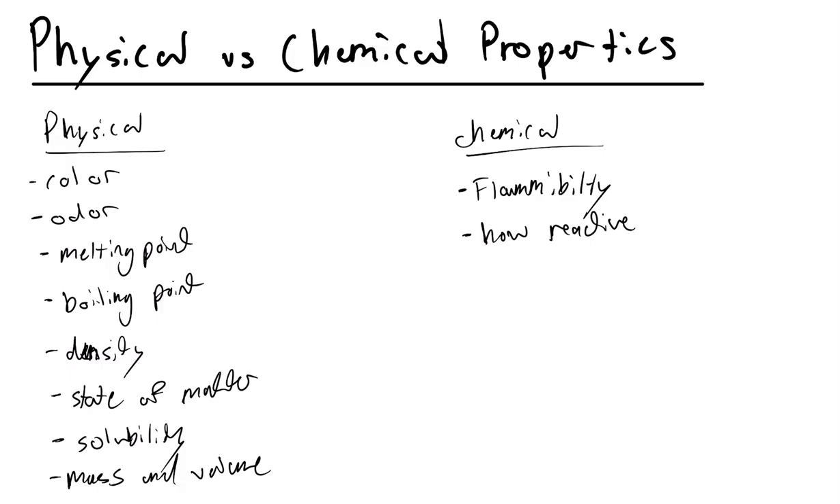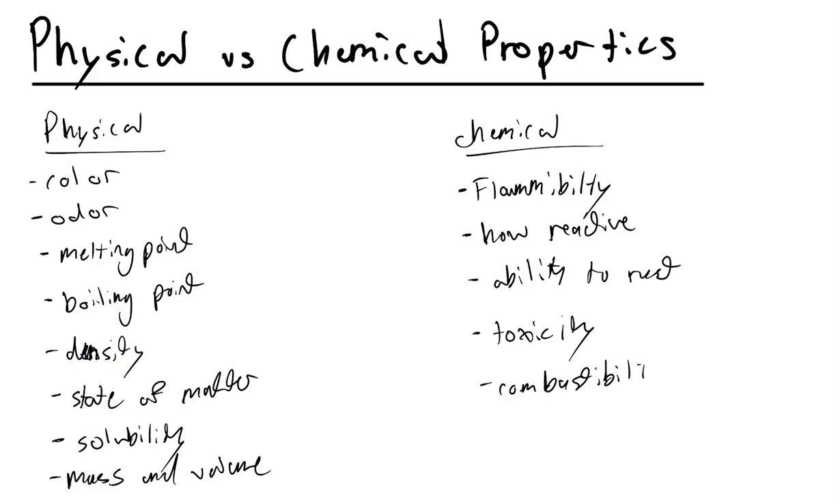Its ability to rust. Its toxicity. And the last example could be its combustibility, like can it blow up? With all these examples, you can't observe chemical properties without the reaction actually taking place. And that's the key difference.